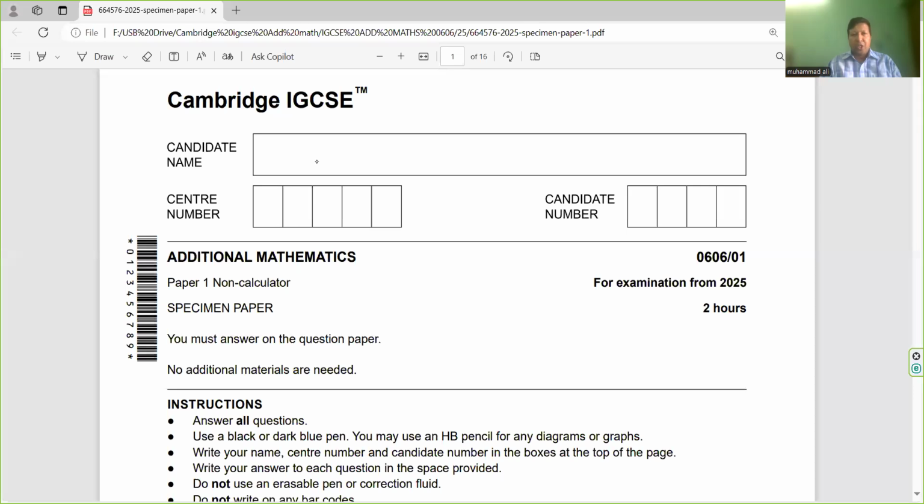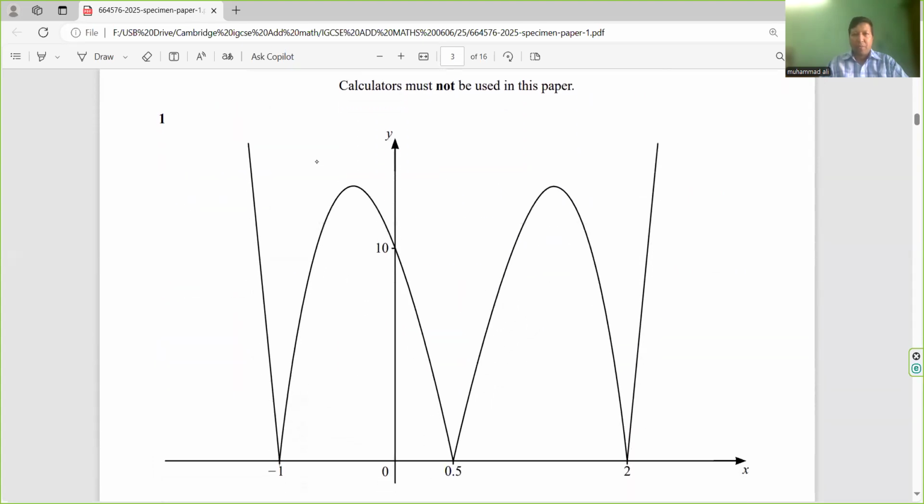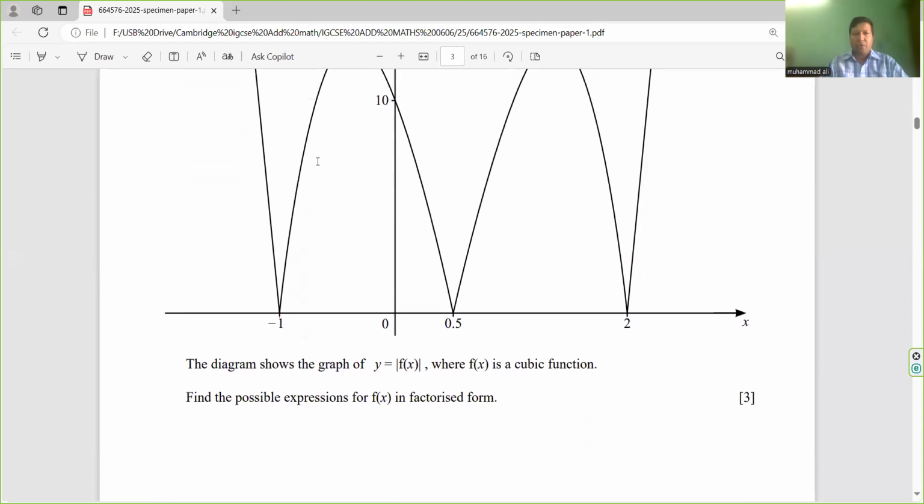Today we try to solve some questions from Cambridge IGCSE Additional Mathematics Paper 1 Non-Calculator 0606 Variant 1 Specimen paper for examination from 2025. At first, question number 1. The diagram shows the graph of y equals modulus f(x), where f(x) is a cubic function. Find the possible expression for f(x) in factorized form.